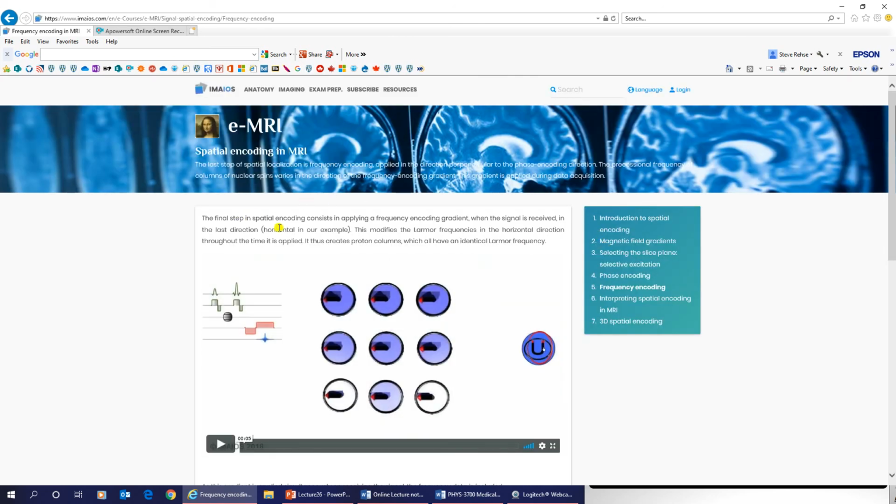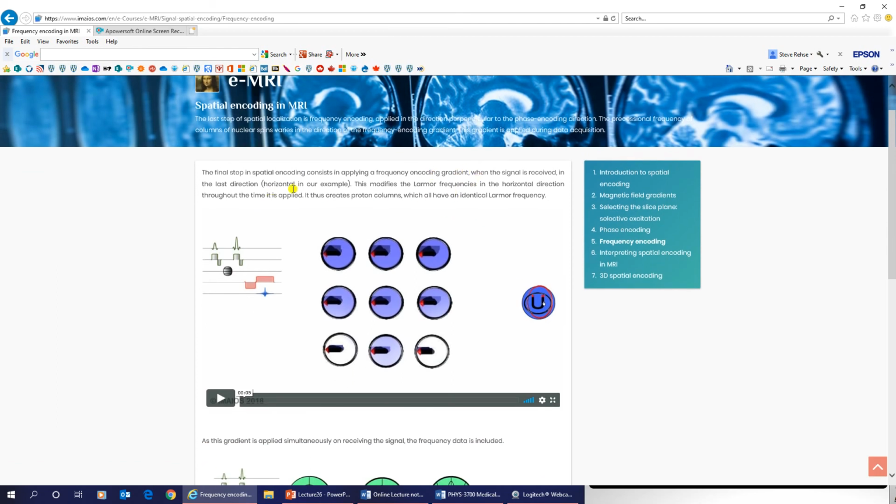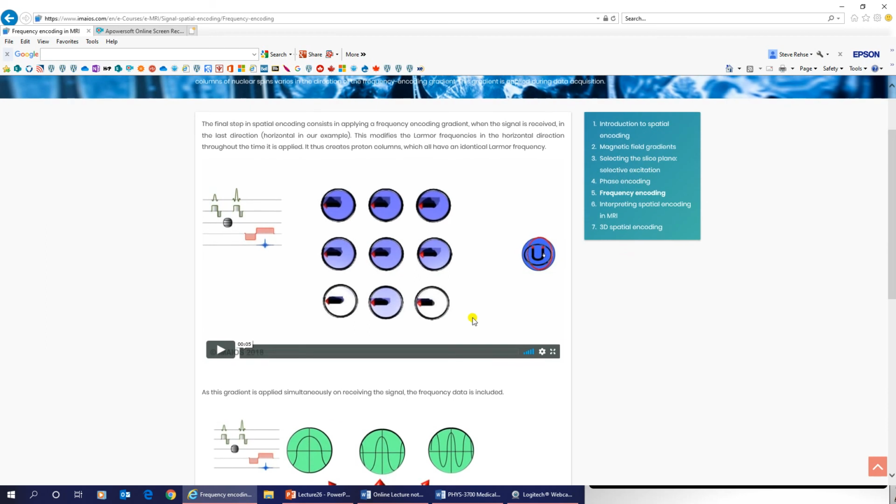All right, it's the final step in spatial encoding, the frequency encode gradient. So in this case, it's going to be this horizontal signal coming in. It's going to modify the Larmor frequency in that direction throughout the time that it's applied. So remember, they were all spinning at the same rate but out of phase with each other from front to back. But now from left to right, I am actually going to make them spin at different frequencies as I'm taking the measurement. That's what I want to do. So let's just see the animation of how that works.